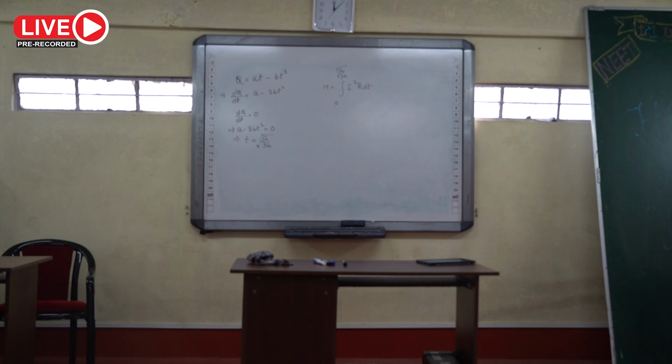Is it the current flowing? Is it the heat developed across the resistor when maximum charge is flowing through the resistor, or minimum charge is flowing through the resistor? You haven't checked that. Whatever I have given in the question, you calculate directly.